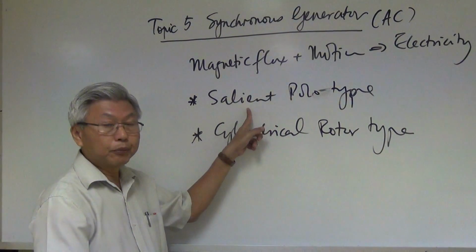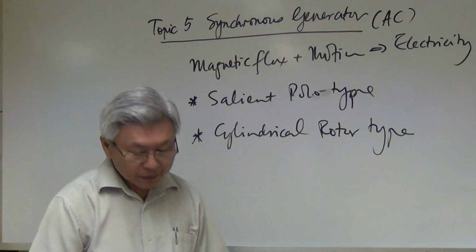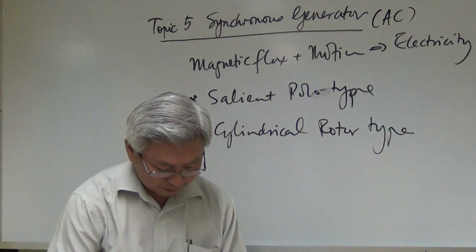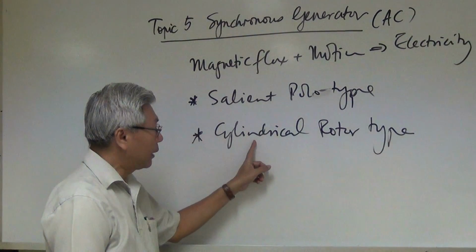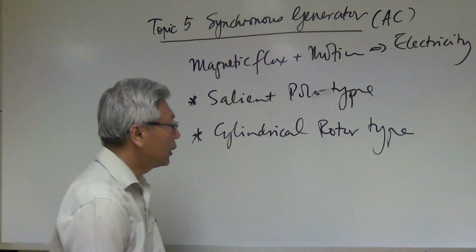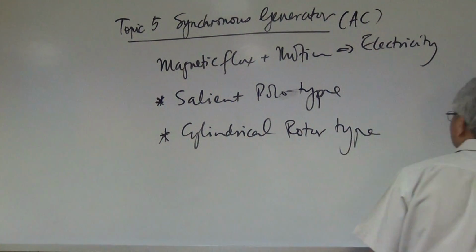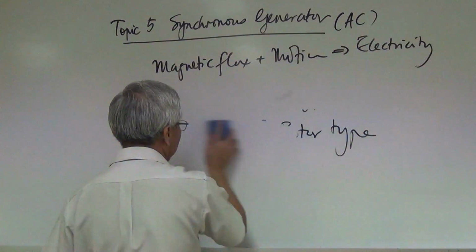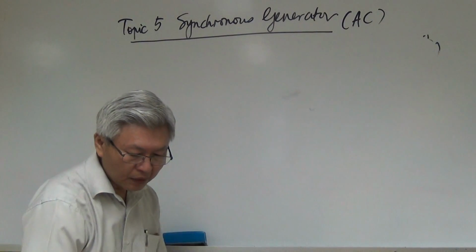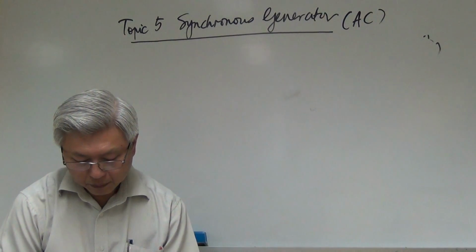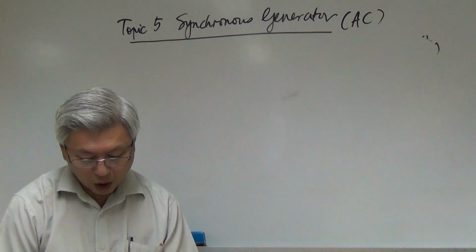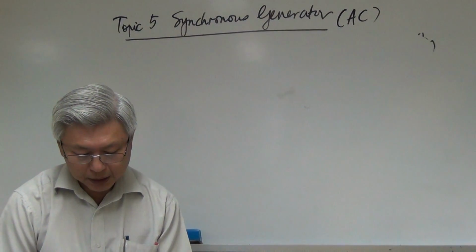That is the salient pole type, right? Whereas the cylindrical rotor type is driven by a steam turbine and can therefore take high speed. Okay, and it has small diameters, and the salient pole type can have large diameters. Okay, with that, let us now go through some formulas involved in this topic. Now, there are only 5 learning points if you refer to your notes on synchronous generators.